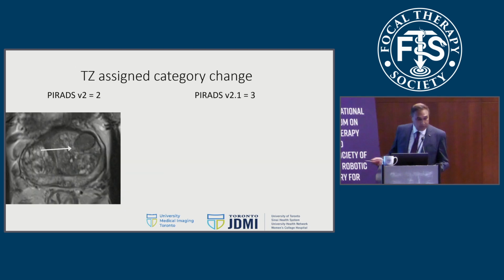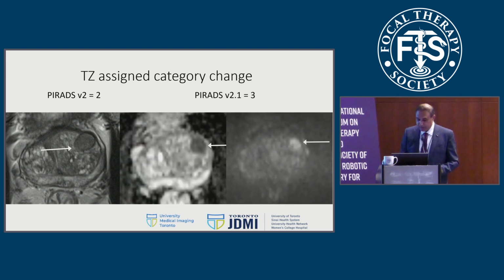So here's an example of a nodule, which I had previously said is an atypical nodule, probably a score of 2 on T2 weighted image, which is the dominant sequence, but it markedly restricts on both. So on DWI it's a score of 4. It's less than 1.5 centimeters. It's not invasive. So you're going to bump it from a 2 to a 3. And this was a grade group 2 on targeted biopsy.